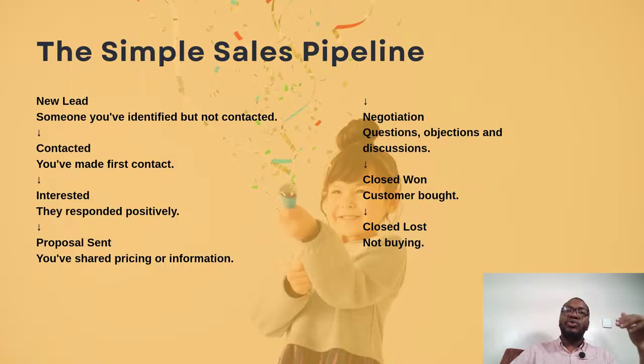Then it goes into sending a proposal of some sort, because they usually will ask you to send more information. From there, you've sent your proposal, the pricing information, etc. You've done your demo. You go into negotiation, which is objections, answering questions, and further discussion. After negotiation, assume you've closed the deal, so you've won the deal.